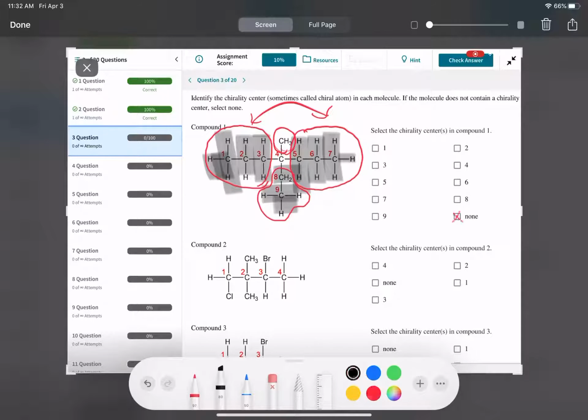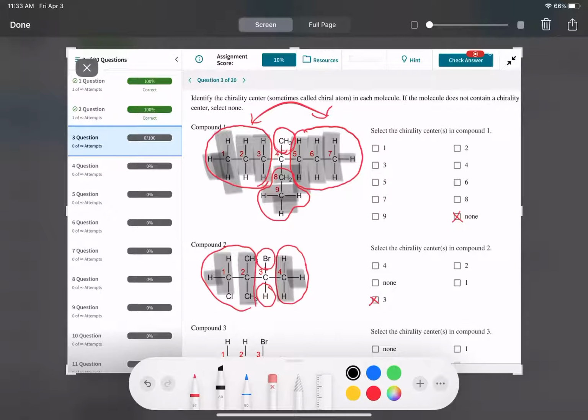Let's try again with compound number 2. Carbon number 1 has 2 hydrogens on it, so not a chirality center. Carbon number 2 has 2 CH3s, one on top and one on bottom. Those are 2 identical things, so it's also not a chirality center. Carbon number 3 might be. Let's have a look at what we've got going on there. Carbon number 3 has a bromine. It has a hydrogen. It has a CH3. And then it has this, which is different. So carbon number 3, yes, that is a chirality center. Let's look at carbon number 4. It's a CH3, so it has 3 hydrogens, not a chirality center.